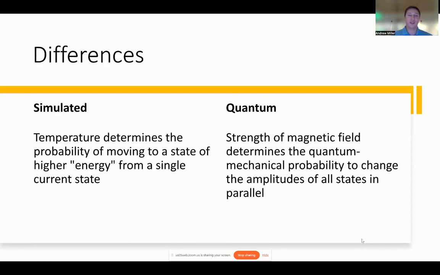All right, so the differences between simulated and quantum annealing. With simulated annealing, your energy, I guess, is temperature, and in quantum annealing, the strength of the magnetic field is sort of acting as energy. That's how I understand it. Also, the difference is that your qubits all change at the same time. I guess with thermodynamics, your molecules are also all changing at the same time, so I'm not sure if that's really a distinctive characteristic.